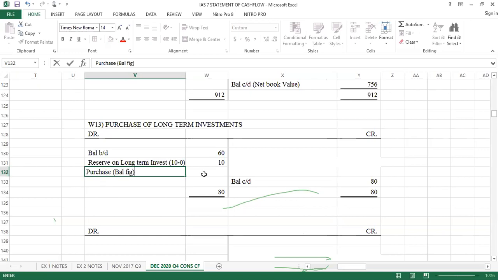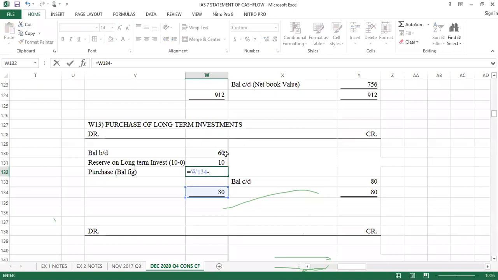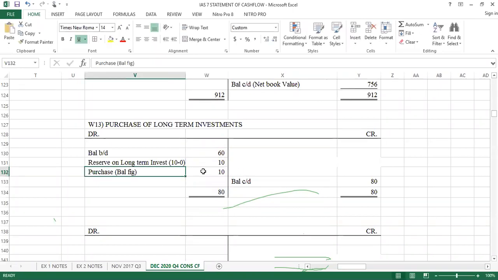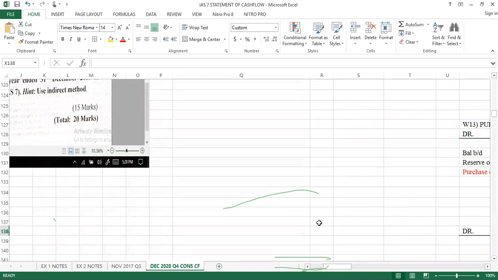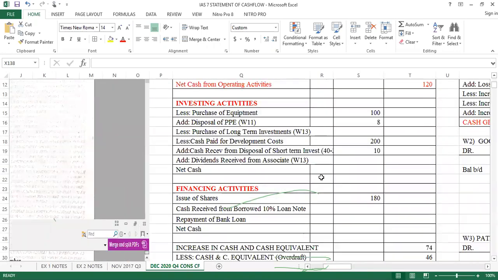It has really taken me time to look for that, but it's good I've got it. That is why we always start by reading, so that if you miss out anything, you can remember. We could have easily left that out, but it's good I read it at the beginning when we were reading through the question one by one. So purchase is 10. So working 13, where there is working 13, it's 10. Wow.